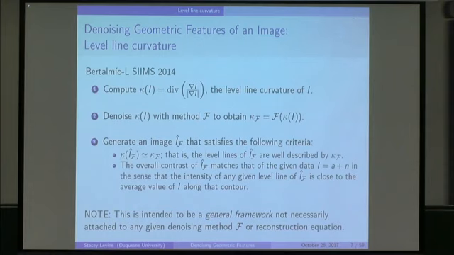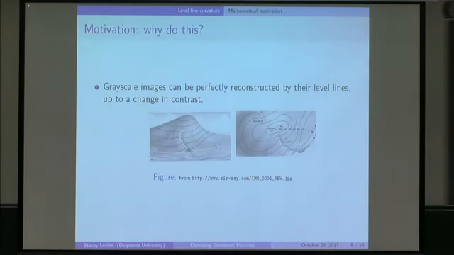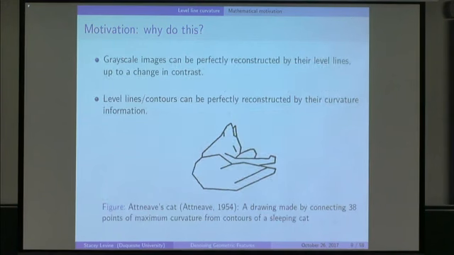And again, this was intended as a general framework, so our denoising methods weren't necessarily exactly tailored to curvature information, which again is not the easiest thing to work with. But we just said, what if we just did a simple generalization of existing denoising techniques? So why do this? Well, grayscale images, which are just surfaces, can be perfectly reconstructed from their level lines. And just like a topographic map, level lines and contours can be perfectly reconstructed from their curvature information, and the curvature information is critical.